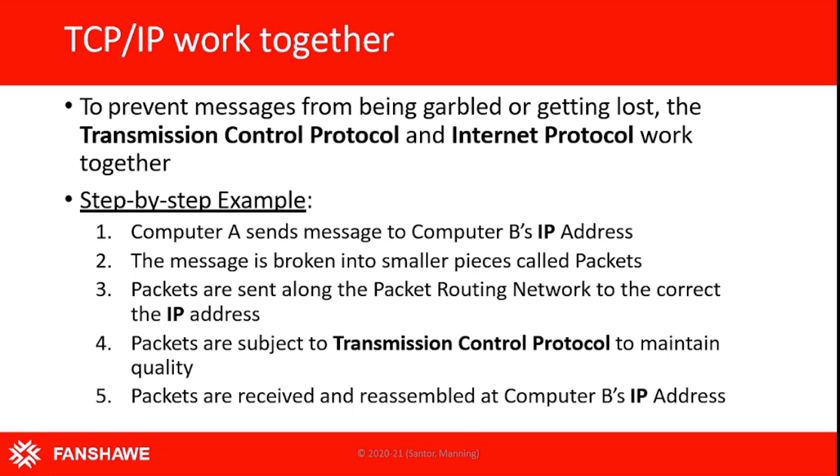First, computer A sends a message to computer B's IP address. Second, the message is broken into smaller pieces called packets. Third, packets are sent along the packet routing network to the correct IP address. Fourth, packets are subject to Transmission Control Protocol to maintain the quality. And number five, packets are received and reassembled at computer B's IP address.